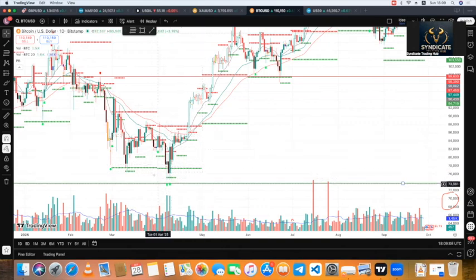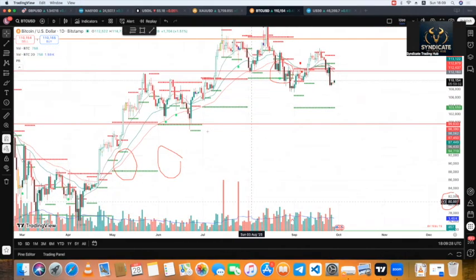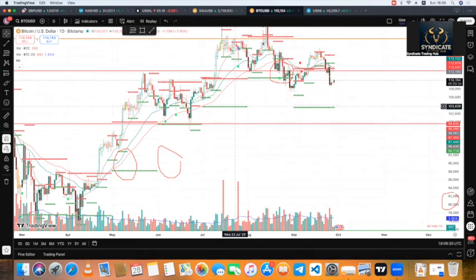A support like this. Let me circle it. So we are waiting for something like this, something like that, or something like this. That's a strong low. That's what we are waiting for Bitcoin to get that energy to move up. And right now we have not gotten something like that.